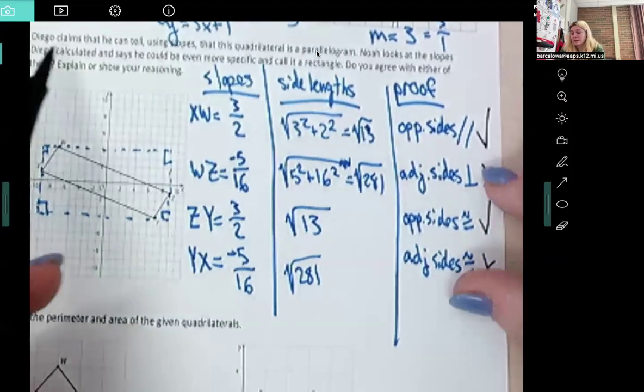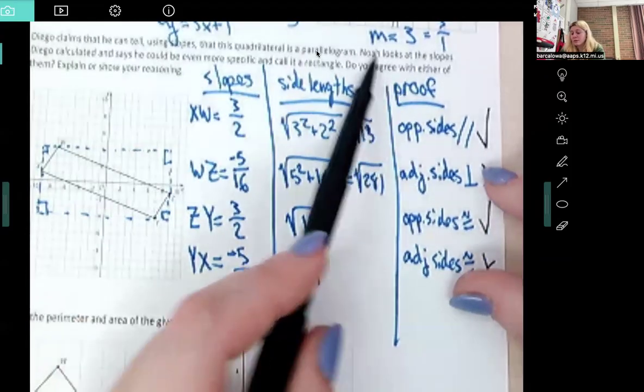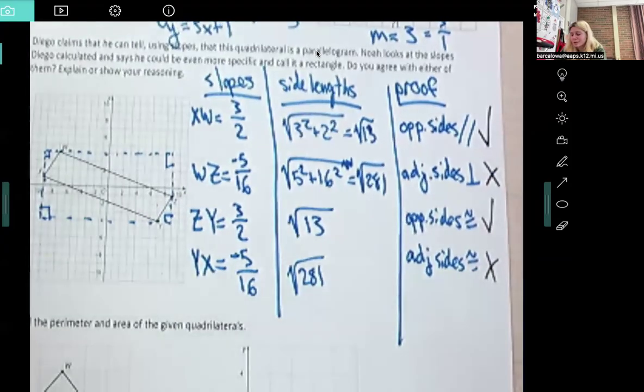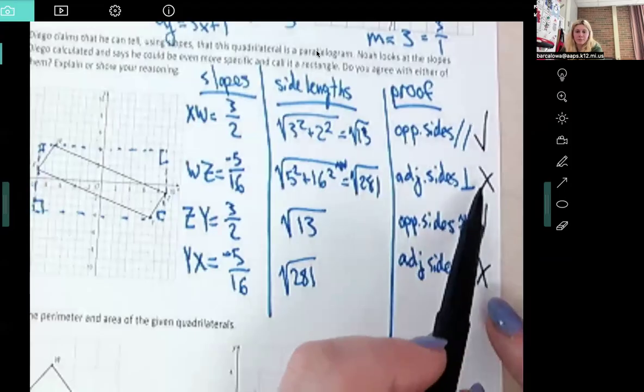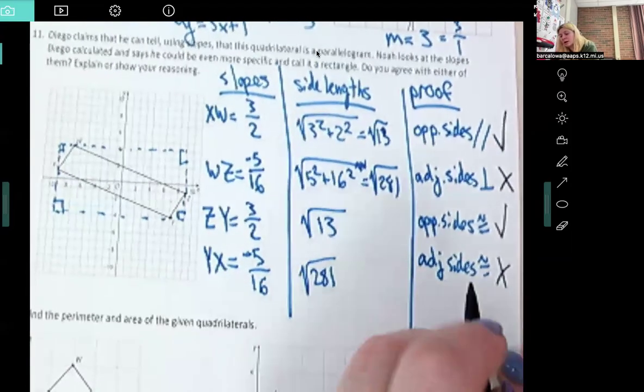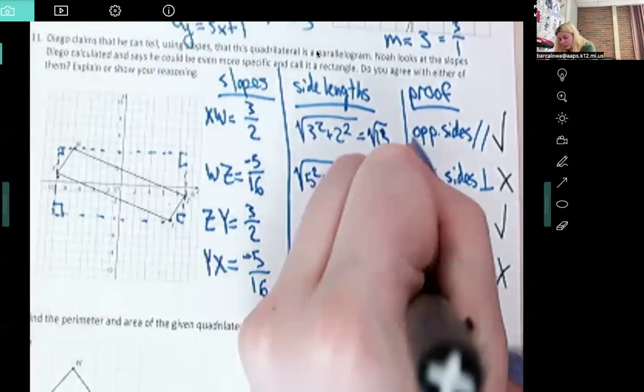I think, what's his name? Noah? Noah's using the looks like it theorem. He's like, that looks like a rectangle. Bro, that's not a rectangle. The adjacent sides are not perpendicular. Okay, so I would say I agree with Diego.